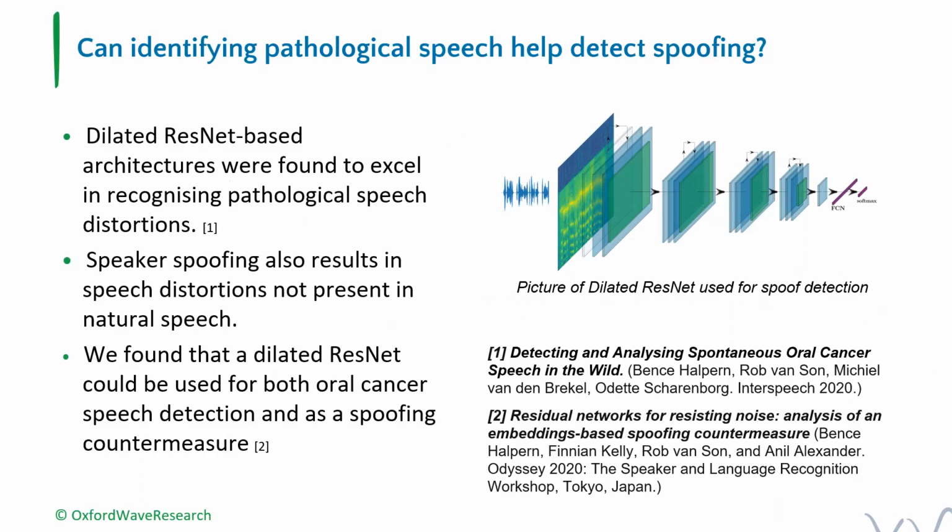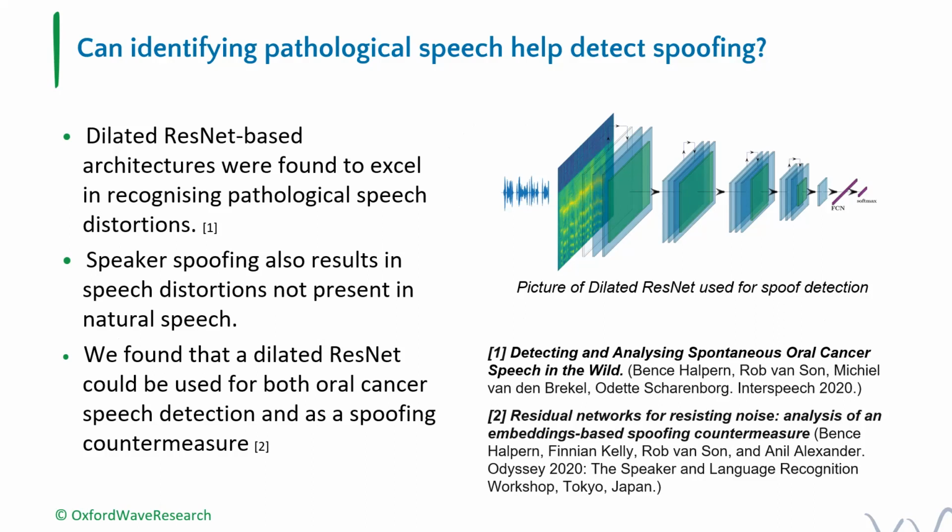So in some actual examples, going first on this one, work that Bent and Rob have already touched on before, in their detecting and analysing spontaneous oral cancer speech in the wild. They detected that there were often distortions in the speech of their oral cancer patients that isn't common in natural speech. And then they found that dilated ResNet-based architectures were particularly good at picking up these distortions and therefore detecting pathological speech.